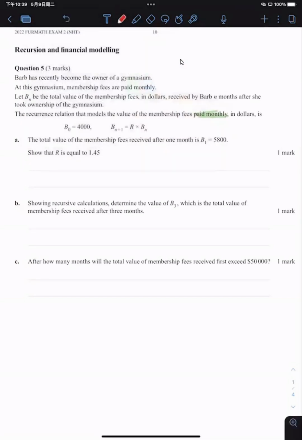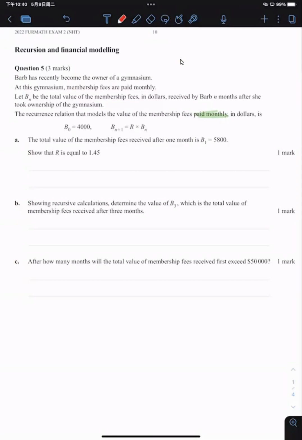All right. Now, the recursion relation given to us is B0 is $4,000, Bn+1 is equal to R times Bn. Now we know that B0 represents the principal, the initial value, and Bn+1 equals R times Bn means it is multiplied by R every single time. The total value of the membership fee received after 1 month is B1 equal to 5,800. Show that R is equal to 1.45.